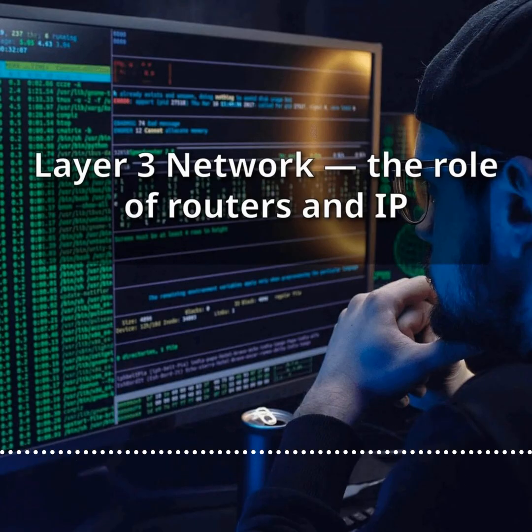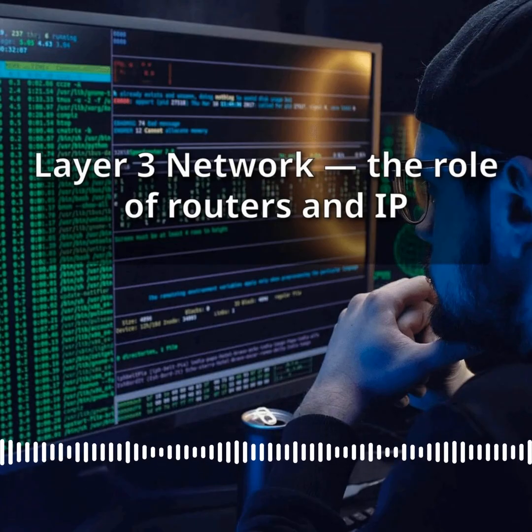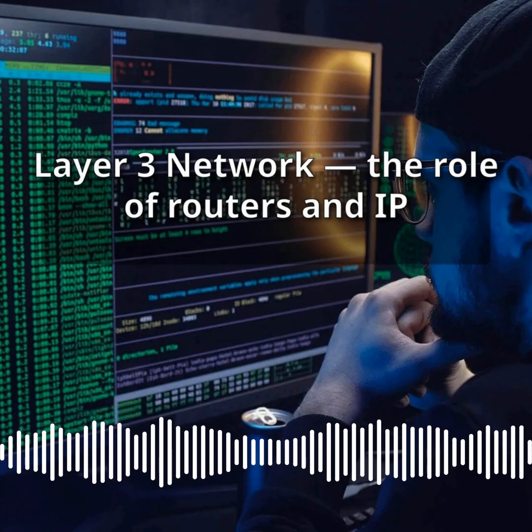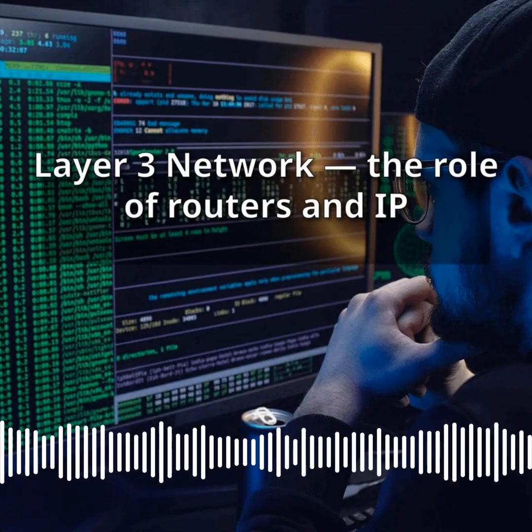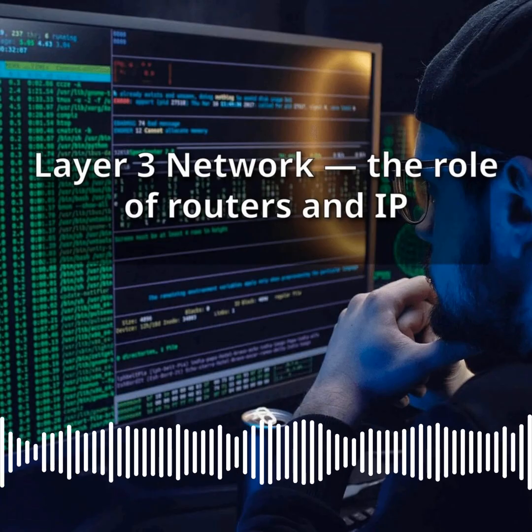The IP packet, structure and key fields. At Layer 3, data is encapsulated into a structure called an IP packet, or IP datagram. Just as Layer 2 wraps data into an Ethernet frame with a header containing MAC addresses, Layer 3 wraps data into an IP packet with a header containing IP addresses and other routing information.